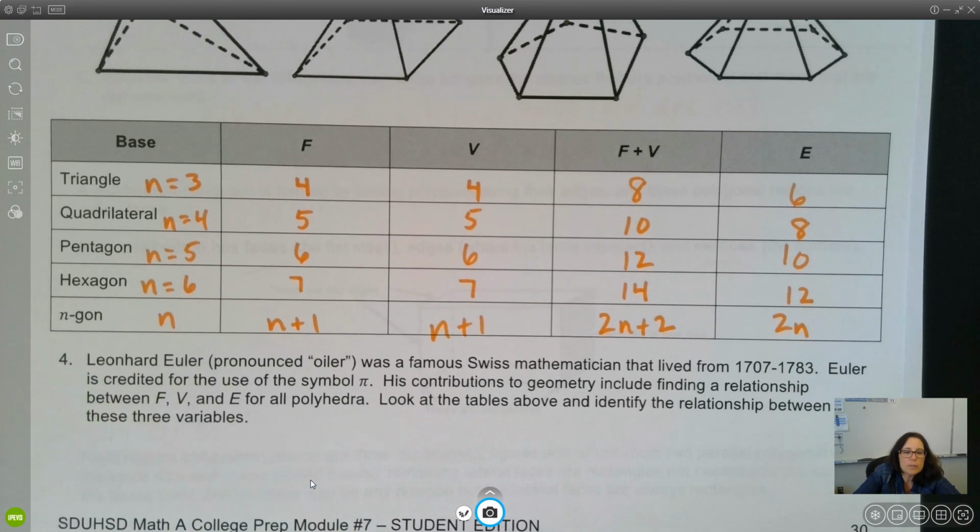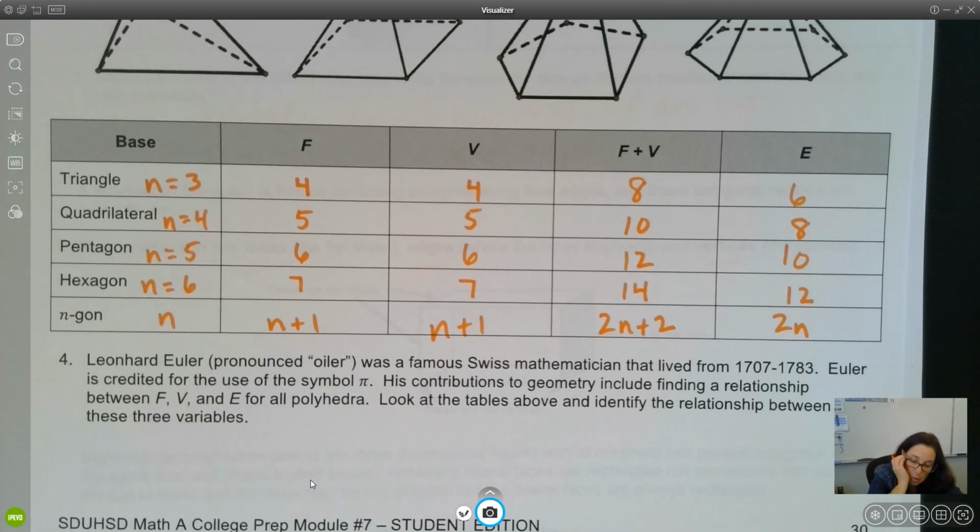Okay, Leonhard Euler was a famous Swiss mathematician that lived from 1707 to 1783. Euler is credited for the use of the symbol pi. His contributions to geometry include finding the relationship between F, V, and E for all polyhedra. Look at the tables above and identify the relationship with these 3 variables.